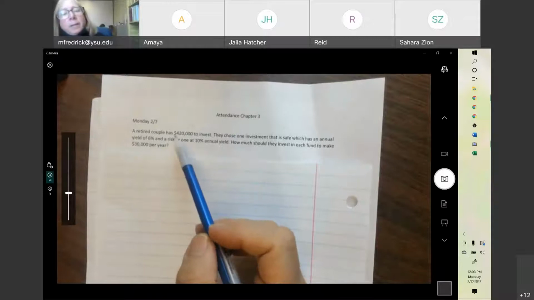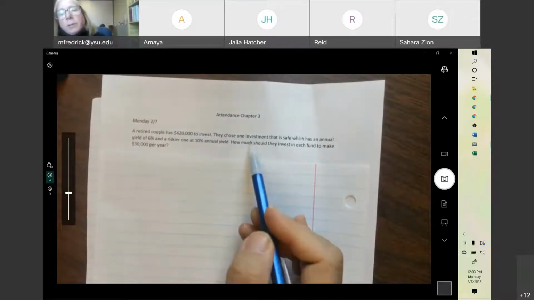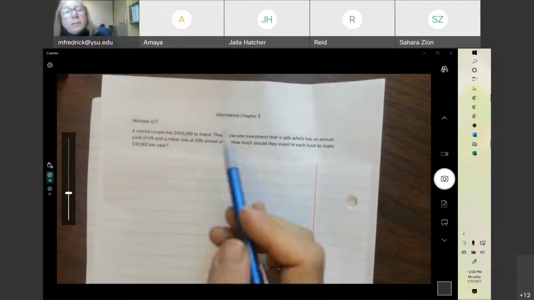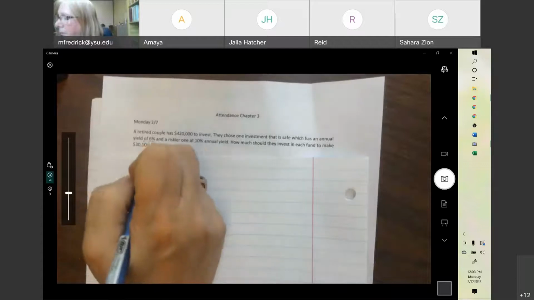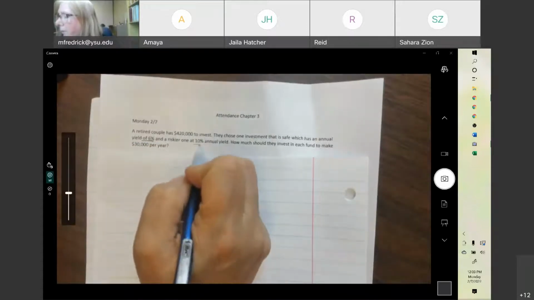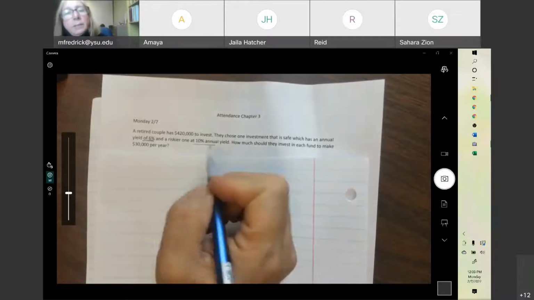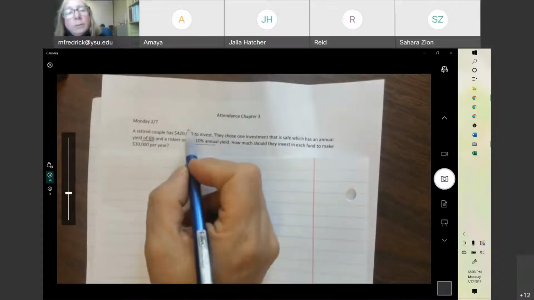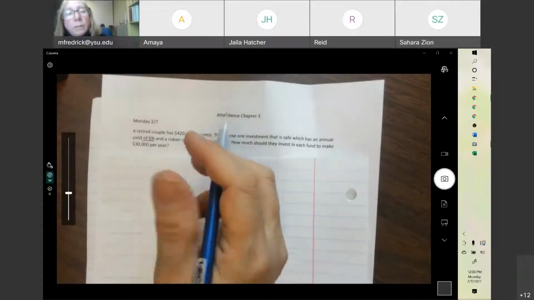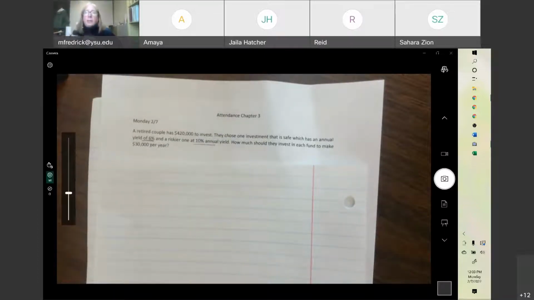A retired couple has $420,000 to invest. They choose one investment that is safe, which is an annual yield of 6%, and then another one at 10%. How much should they invest in each fund to make 30,000 a year? So the 420,000 is the total invested and the 30,000 is what they're making. And that's what your 2 equations will involve.